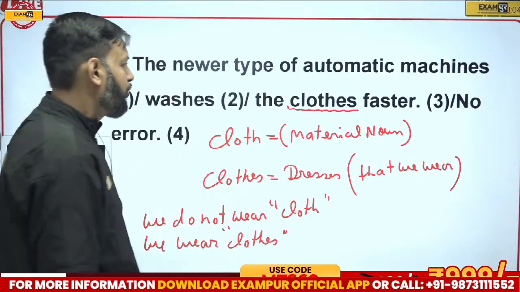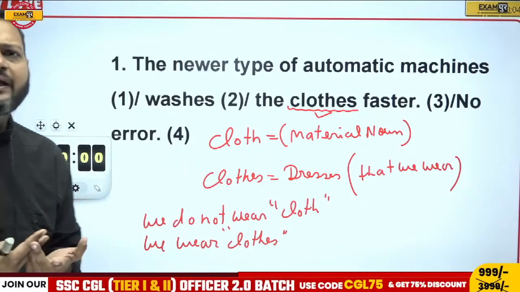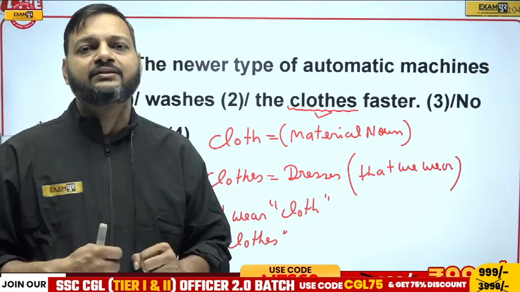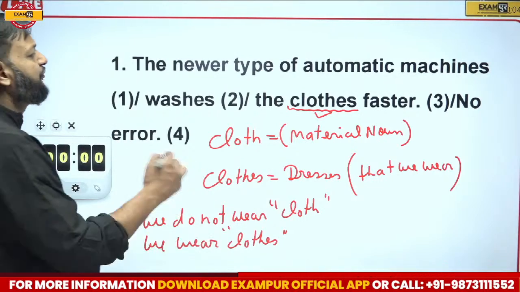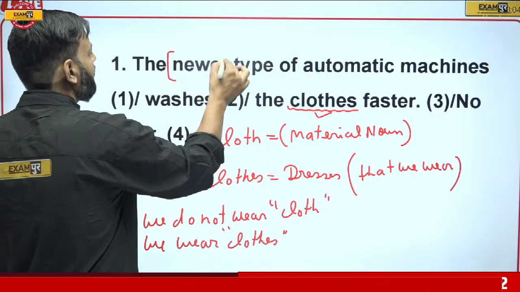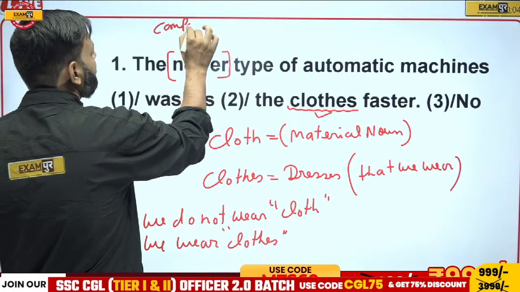So here clothes is absolutely right. This is not an error. I was just explaining it because it may be asked sometimes. So this is absolutely correct. The error in this sentence is in the first part. Here the comparative degree is superfluous.